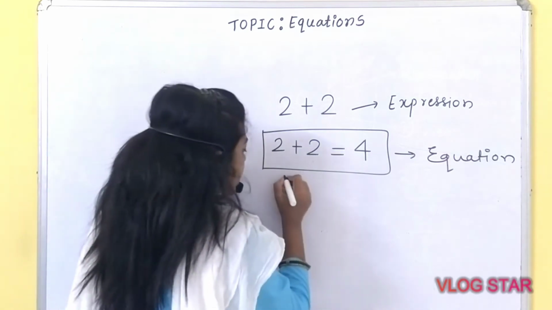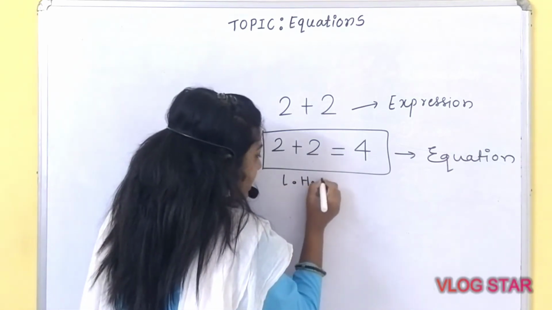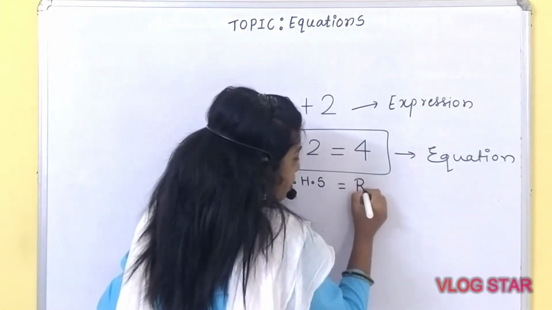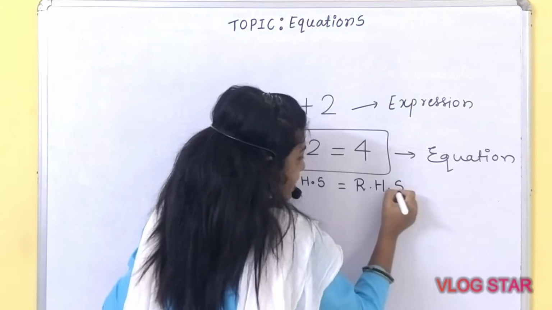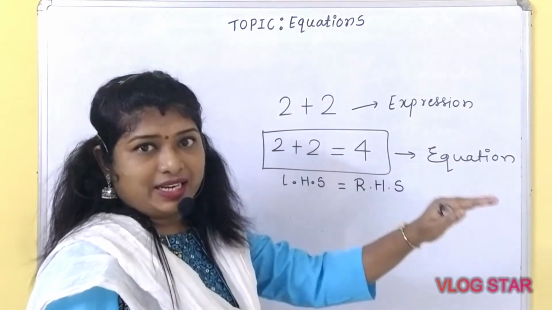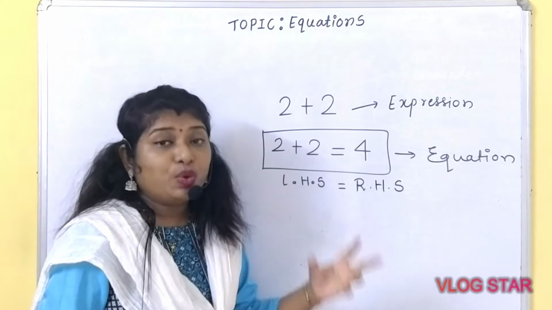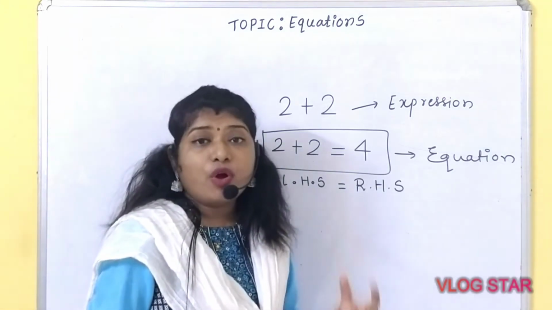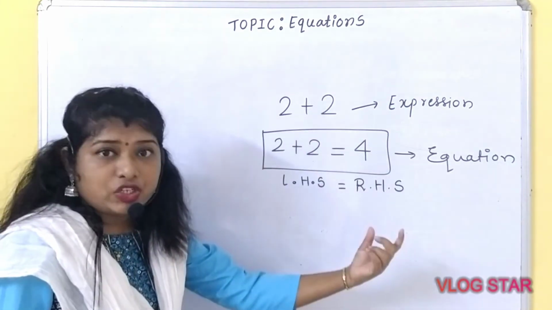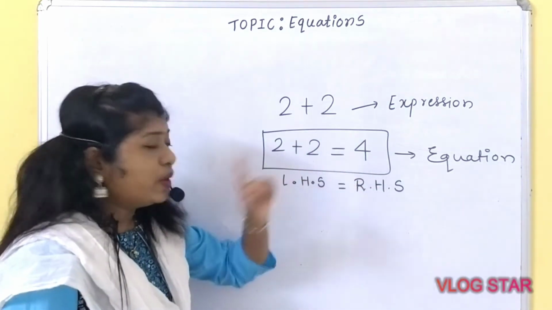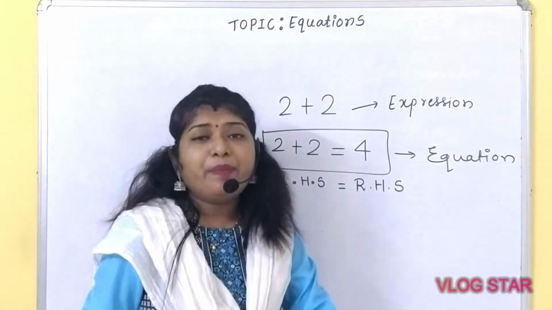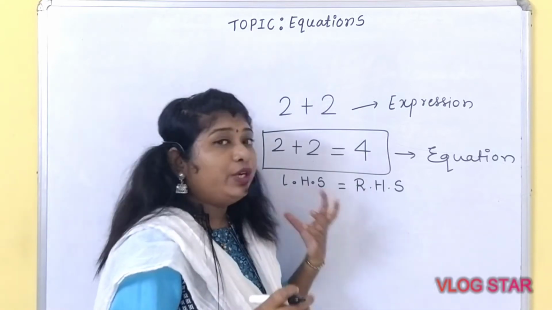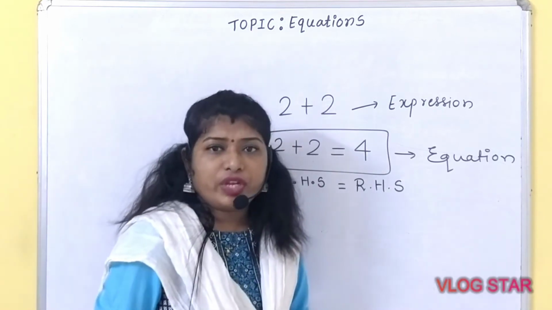Why? If we consider, this is LHS, that is the left hand side, is equal to RHS, that is the right hand side. I hope you have understood what an equation is. If the given term is in the form of LHS and RHS and in between them an equal to sign is there, then that particular term is called an equation. I hope you have understood the definition of equation.